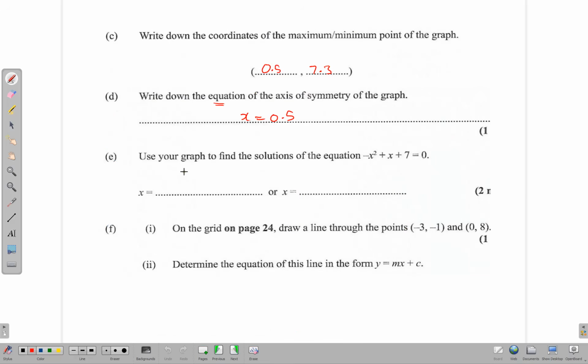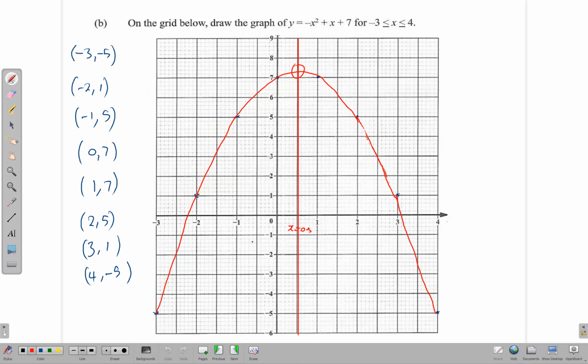The next question says, use your graph to find the solutions of the equation negative x squared plus 7 plus x is 0. So this is a quadratic equation, and if you were supposed to use the formula or factorize or whatever method, then the solutions that you'll get using that method are the same that you'll get if you look at the points where the graph cuts the x-axis. So from this, what I'm seeing is, remember, going across each of these tiny boxes is 0.1. So I'm seeing negative 2.1, negative 2.2. That's one of the solutions there.